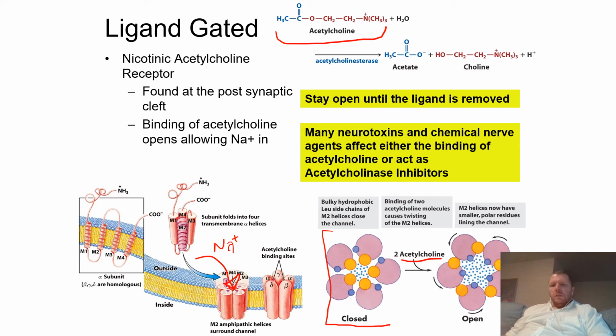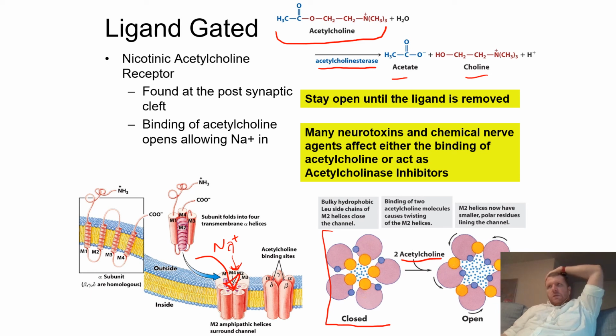Now these are going to stay open until this enzyme known as acetylcholine esterase has taken that acetylcholine and produced acetate and choline. Now, many neurotoxins and chemical nerve agents affect either the binding of acetylcholine or act as acetylcholine esterase inhibitors. So think about what this means: you have a bunch of sodium ions outside of that synapse. If you basically keep this open, what's going to happen to all those sodium ions? They're going to flow in, they're going to flow in, they're going to flow in.